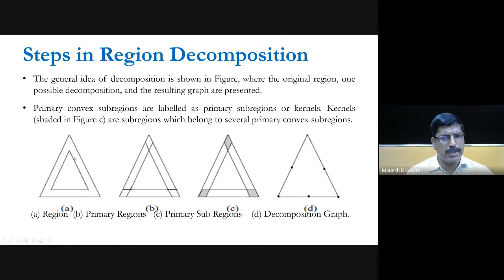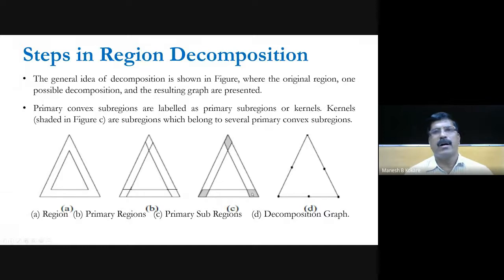So this is the original region. Primary convex subregions are labeled as primary subregions. For example, this is one subregion, this is another subregion, and then a third subregion, and so on. From this one, these subregions are formed. So there are 6 subregions: 1, 2, 3, 4, 5, and 6. These are the primary regions basically, and the primary subregions are found from that.